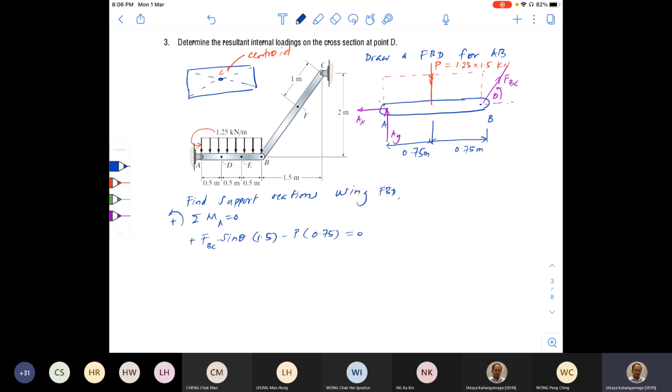Now, there are two unknowns, including sine theta. Do you know how to find out sine theta? Angle theta? By analyzing the triangle geometry, you should be able to find out theta. So if I draw this triangle, B, C, and I mark it as F. Okay, and CF is given as 2 meters. BF is given as 1.5 meters. So now can you find out BC?